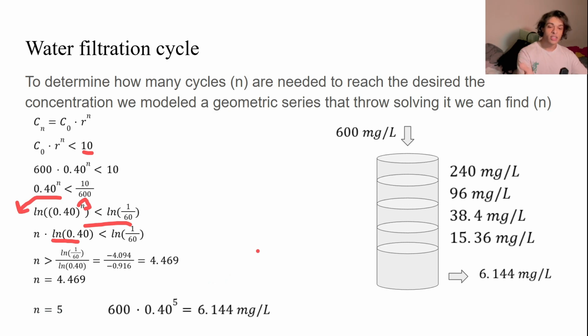Since this is the number of trays, it cannot be a fraction. So we just round it up. We always round up in this situation. So we round it up to 5, so now n is equal to 5. We use five cycles, basically 5 trays, and we can see here how much is the decrement in each cycle. Firstly, we go from 240 to 96 to 38, and then to 15, and finally we get to the desired number, which is 6.1, which is less than 10, which is what we want.